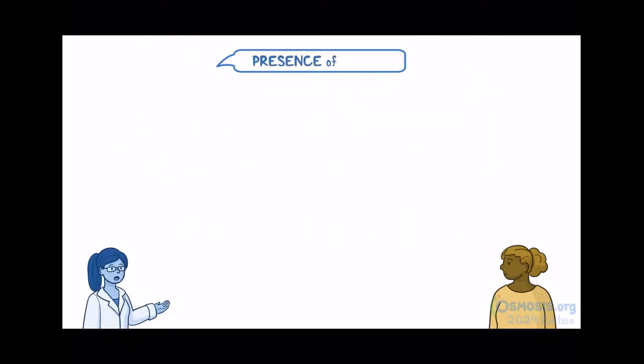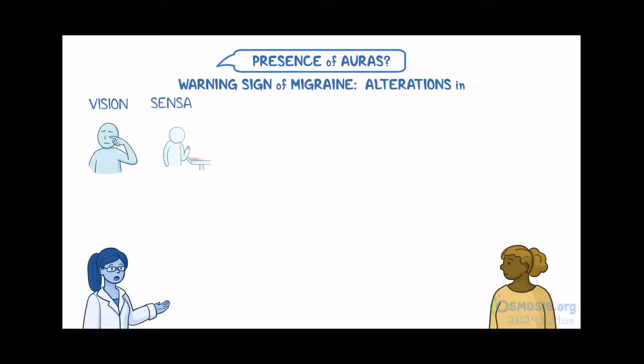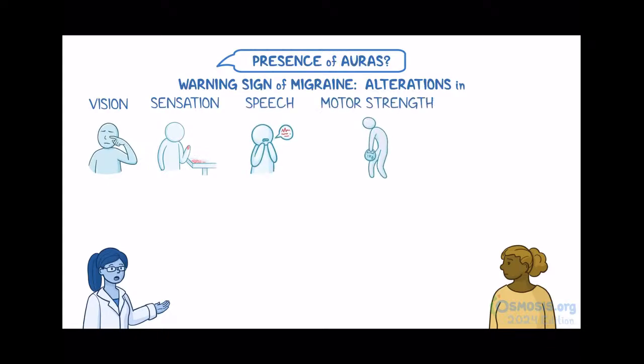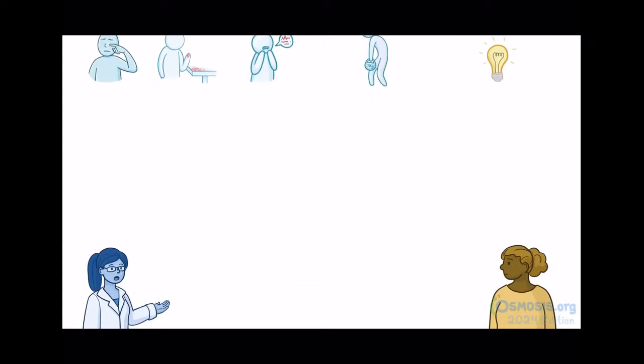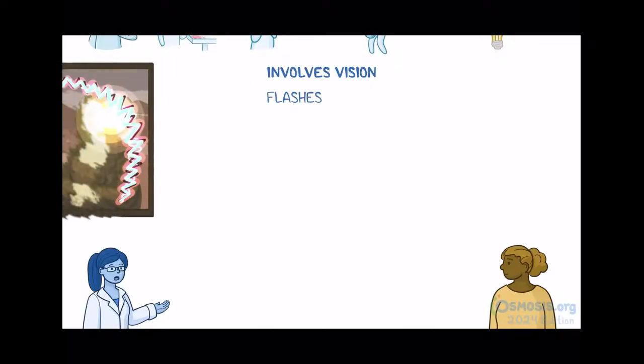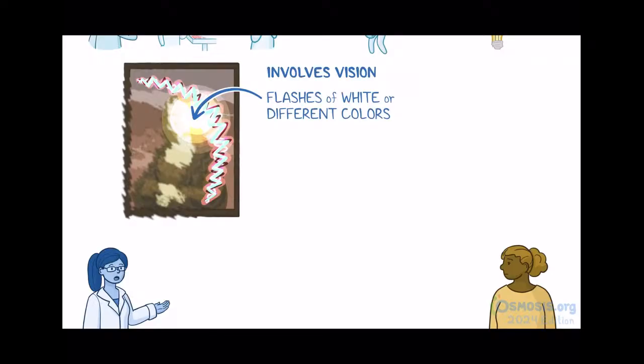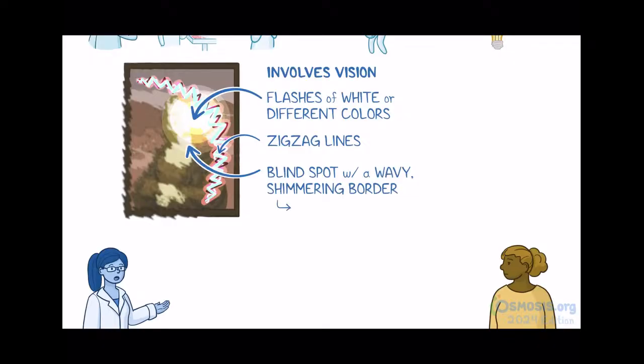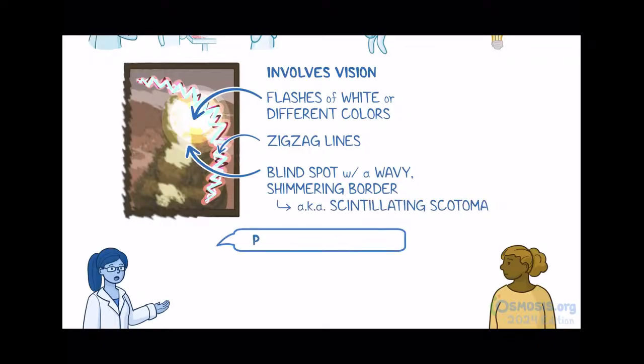Next, assess for the presence of auras. Think of auras as a warning sign of a migraine. They can be alterations in vision, sensation, speech, motor strength, and even level of consciousness. Auras most commonly involve vision, so your patient will usually describe seeing flashes of white or different colors. Also, they might report zigzag lines or a blind spot with a wavy, shimmering border known as a scintillating scotoma.